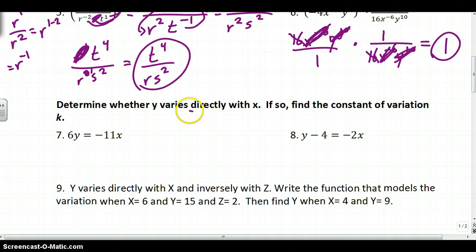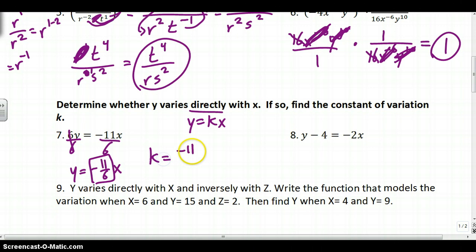Let's see, direct variation. Direct variation means y equals kx is the form you're looking for. So can we try and rewrite these so that these are in y equals kx form? Sure, divide this one by 6, and you get y equals negative 11/6 x. Does this look anything like this? The answer is yes. So this is your k value. So k equals negative 11/6. So yes, it varies directly. K equals negative 11/6.